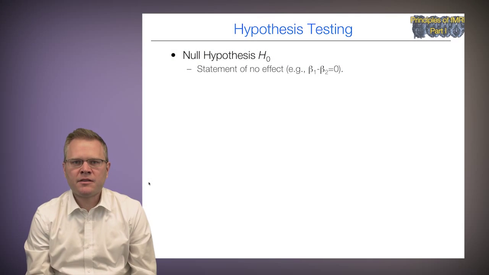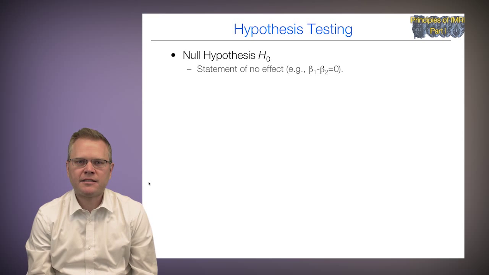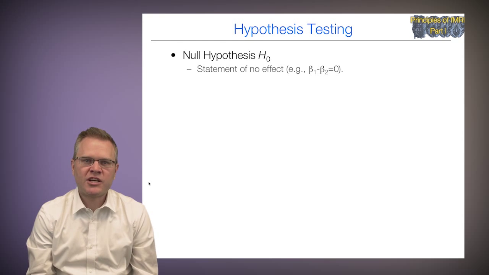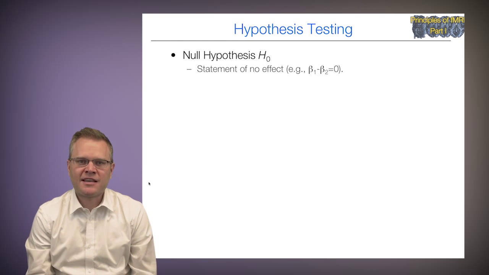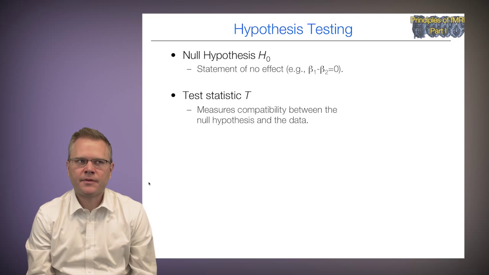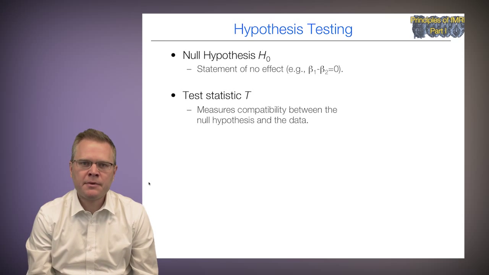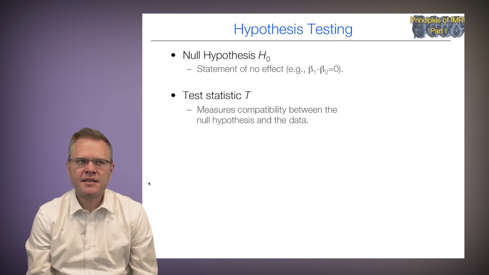So before we start talking about this and the multiple comparison problem that this entails, let's go over some basic nomenclature for hypothesis testing. So the null hypothesis H0 is a statement of no effect. So typically we want to test the hypothesis that beta 1 minus beta 2 is equal to 0, and then we try to see if we can reject this null hypothesis and say that, well, they're indeed different from each other. The way we do this is through a test statistic T. And so the test statistic measures the compatibility between the null hypothesis and the data.